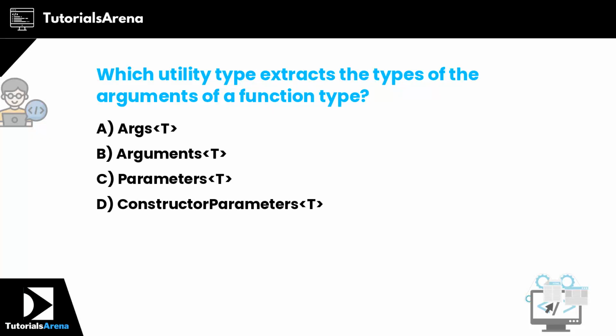Which utility type extracts the types of the arguments of a function type? The correct answer is option C, Parameters<T>.